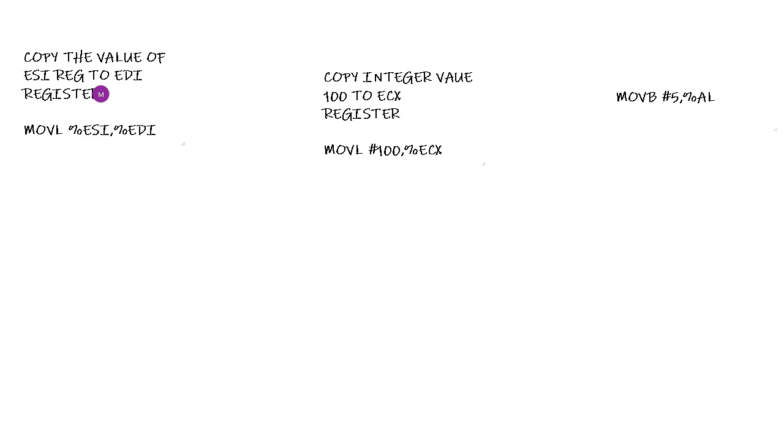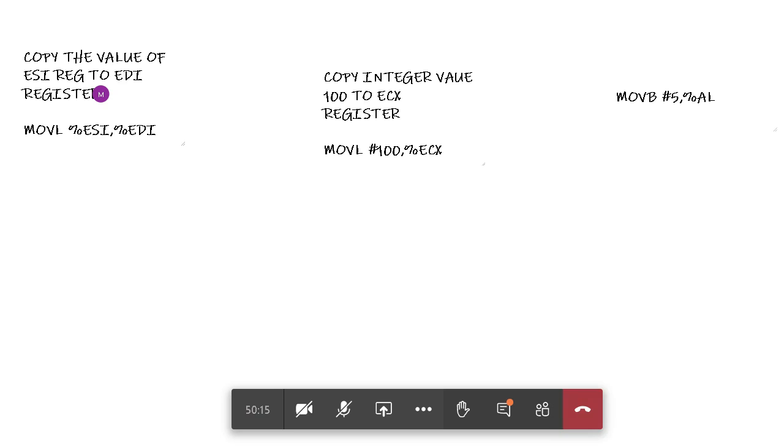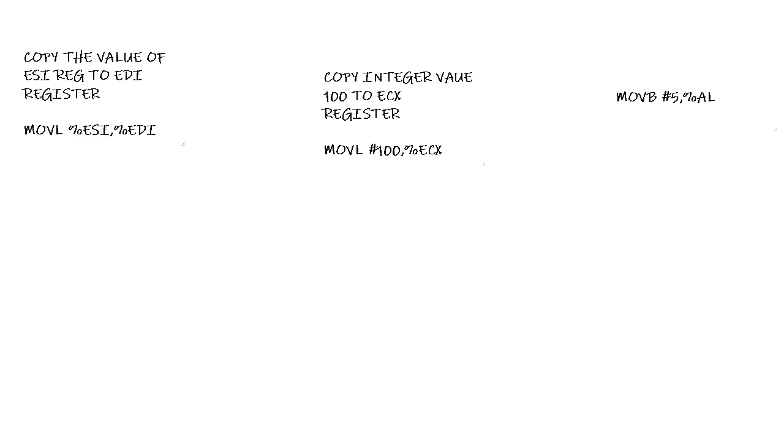Okay, anyone please. What is the meaning of the instruction that I had written? Ma'am, it's an 8-bit value 5 that is moved to the AL register. Can you please repeat, Nemi? Ma'am, it's an 8-bit value 5 that is moved to the AL register. Yes, very good. B stands for 8-bit value. We are moving an 8-bit value, that is 5, to the register AL.